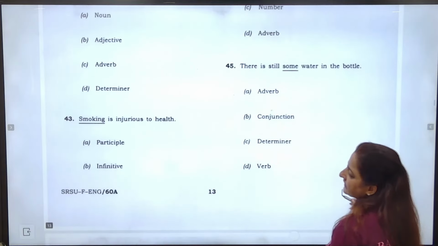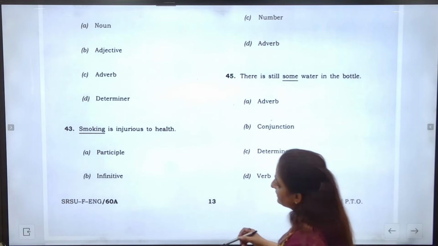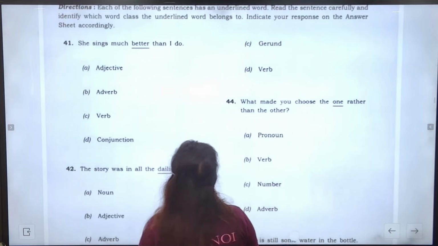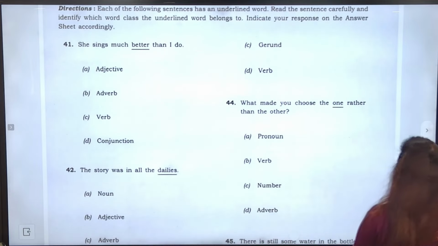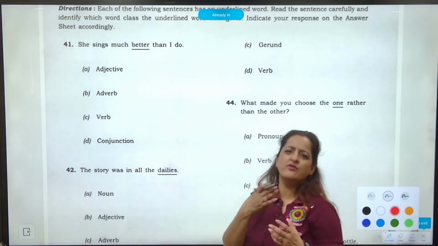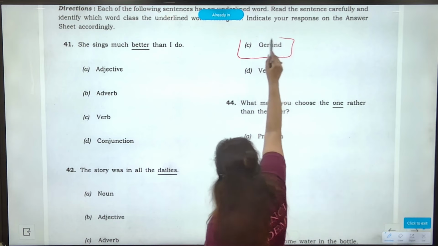All right, smoking is injurious to health. It's a gerund. Options given are participle, infinitive. Gerund option should be given. Yeah, there it is. It's a gerund. Because it's a habit, no? Gerunds look like V1 ing, but they function as a noun. It's a gerund.